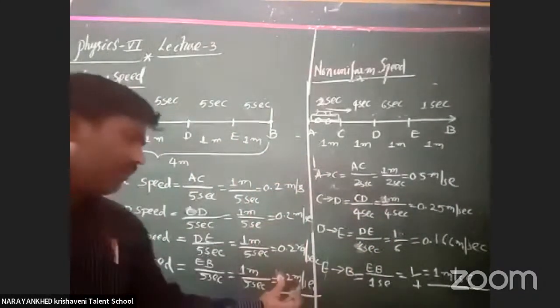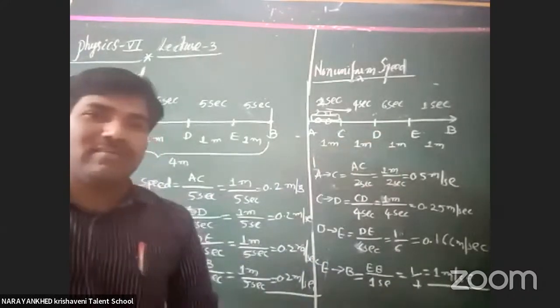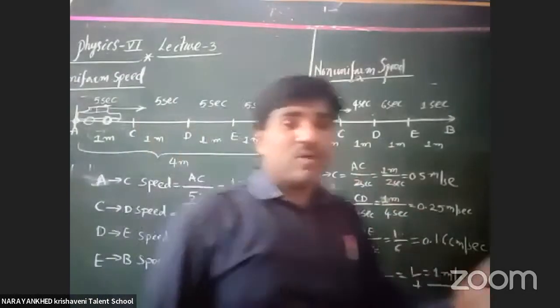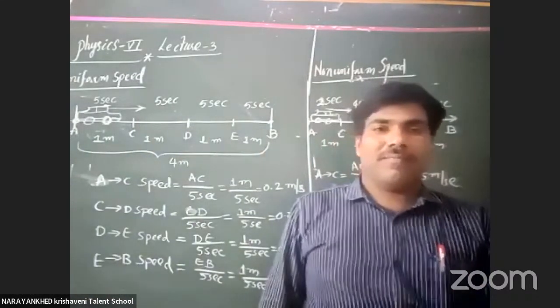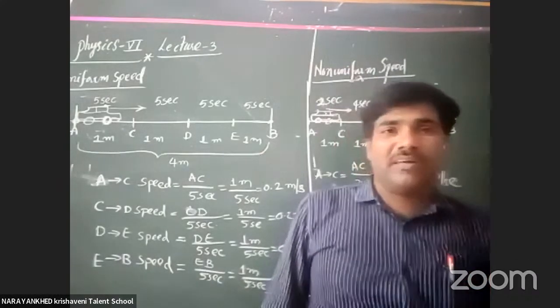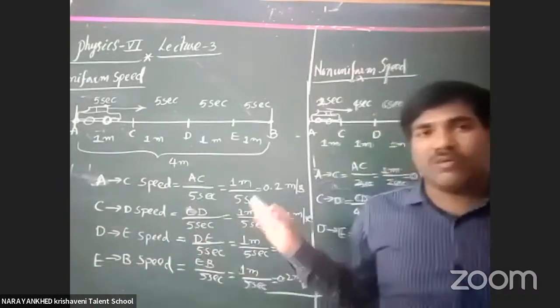Here it is the same, here it is not the same. In this way we check whether it is uniform or not. Whether it is a uniform velocity or not, how can you check it here? Uniform speed or not, how can you check?